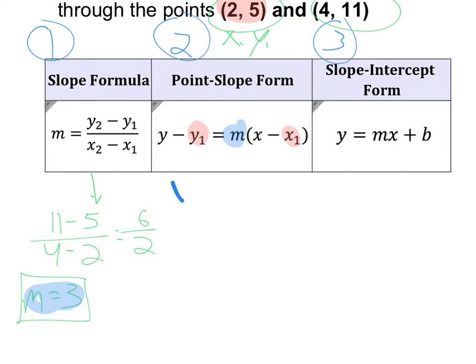All right, so we're going to have y minus my y value, which was 5, equals my slope, which was 3, times x minus my x1 value. In this case, that was 2. So point slope form is done.